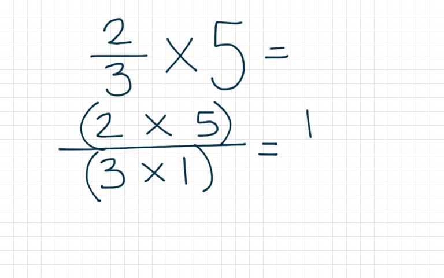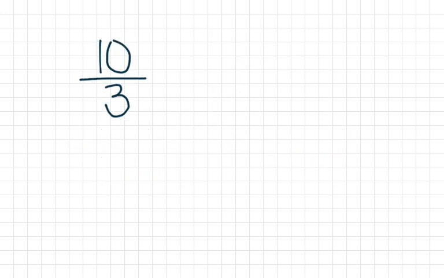2 times 5 is 10. 3 times 1 is 3. And 10/3 is an improper fraction. We're going to change this improper fraction to a mixed number in simplest form. 10 divided by 3 is 3, with 1 left over out of the denominator of 3.